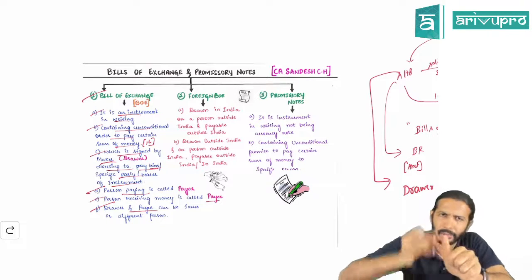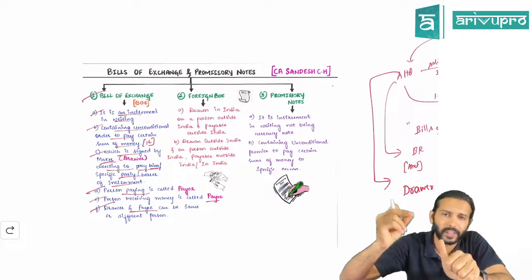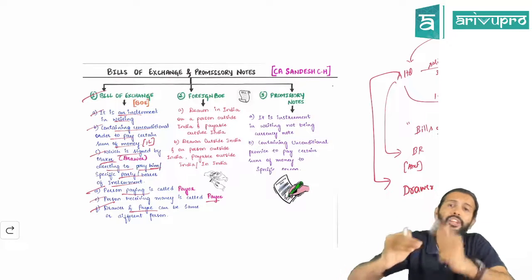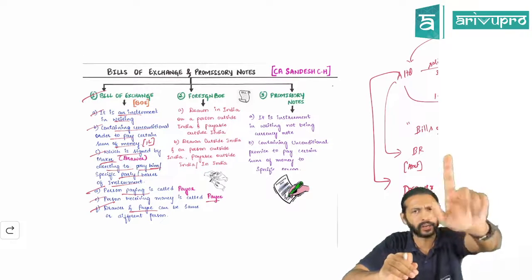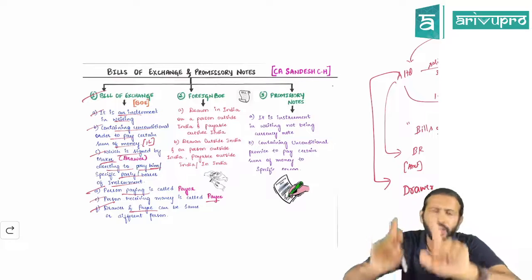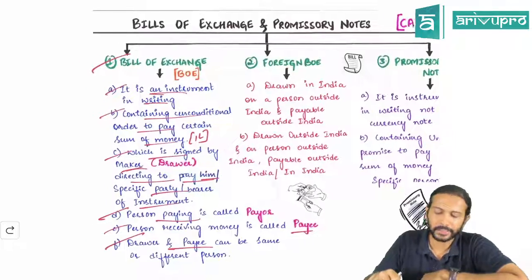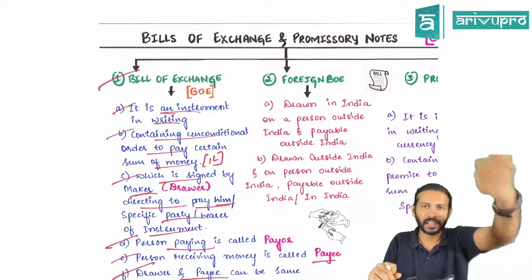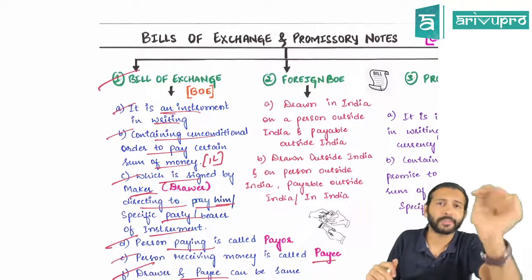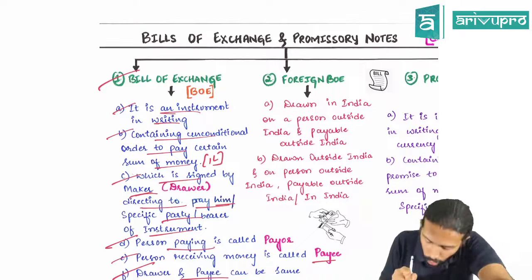It's an instrument, but that instrument should be in writing. And that instrument should have an unconditional order to pay. There should not be any condition attached. You should pay. And who drafts that letter? The seller. That seller, what do we call him here? We call him a maker or drawer.